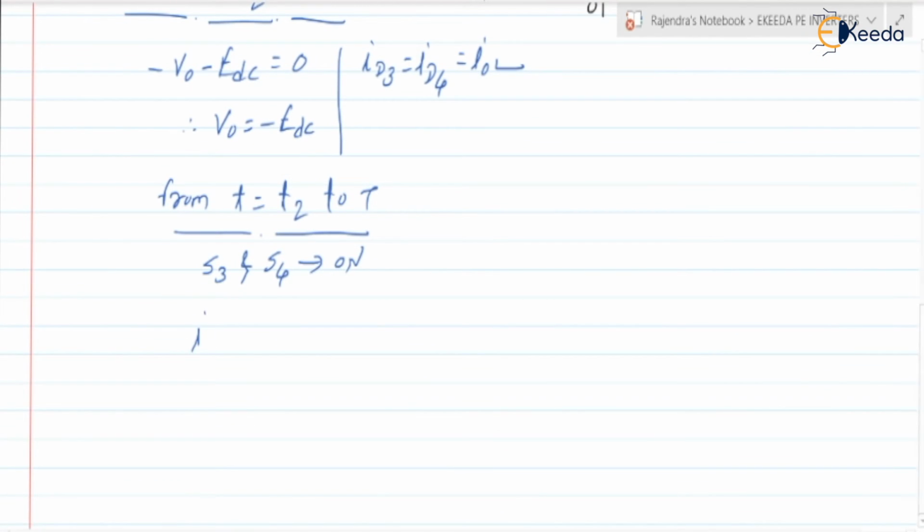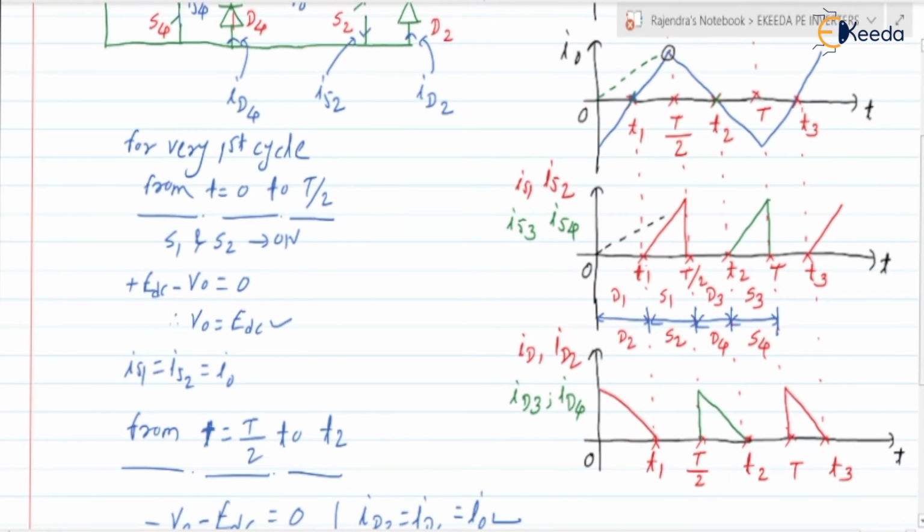IS3 is equal to IS4 is equal to minus I0. I0 is negative, so minus of that minus makes IS3 and IS4 positive. At T2, I0 is 0, so IS3 and IS4 will be 0. After that, I0 increases in the negative direction and IS3, IS4 increase in the positive direction. Be careful: I0 is negative but IS3 and IS4 are positive only.